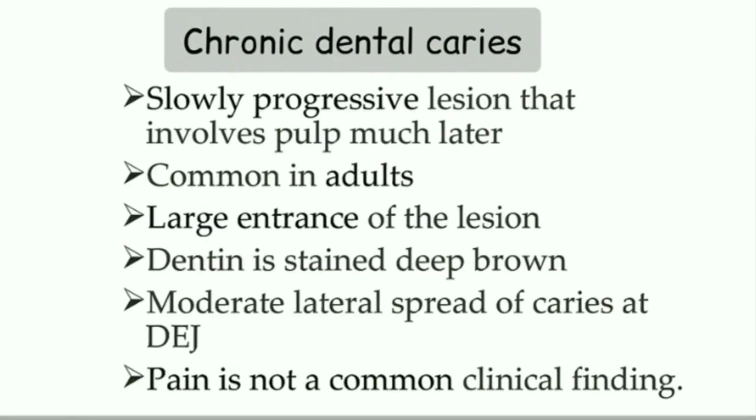Next is chronic caries. Chronic caries is the caries where the progression is very slow. It is a slowly progressive lesion that involves the pulp much later, meaning it requires a much longer time to involve the pulp. It is commonly seen in adults. Larger entrance of lesion. Here a large cavitated area will be seen, but the progression to the dentine or the pulp will be very less.